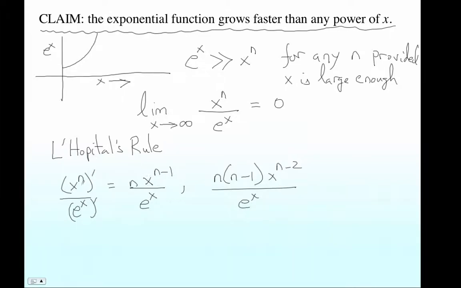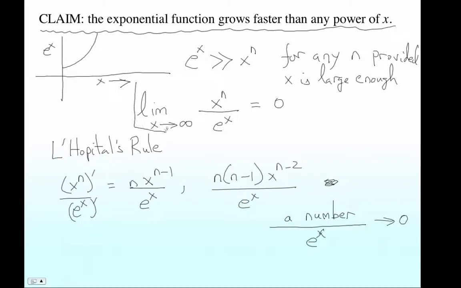So the point is that when I differentiated x to the n, I got 1 power less. When I differentiated again, I got 2 powers less. And let's say that n is 1,000. If I differentiate x to the 1,000 times, then eventually I will get a number which is some big number, but whatever it is, divided by e to the x. And now e to the x goes to infinity, and so the limit is 0.